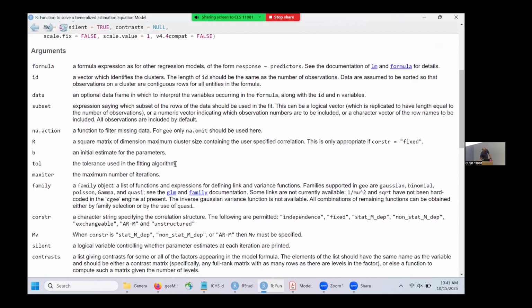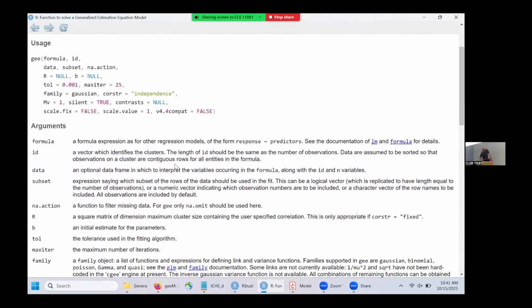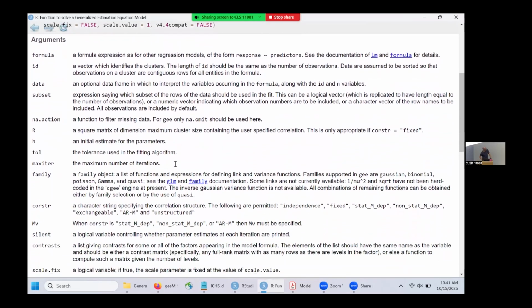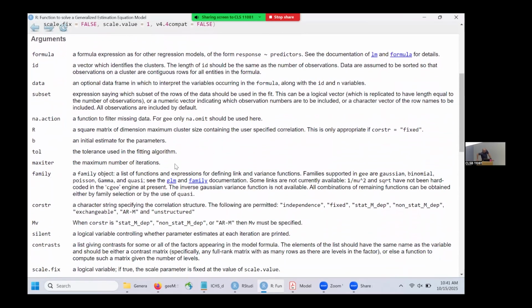So this is the help page for GEE, the function I've been using. If we scroll down to family, we can see that there are only some families that are supported: Gaussian, binomial, Poisson, gamma, and quasi. Those correspond to distributions that are available for GLM. Some links are not currently available, and the inverse Gaussian variance function is not available. Other packages may be more flexible than this one and have more options for you.